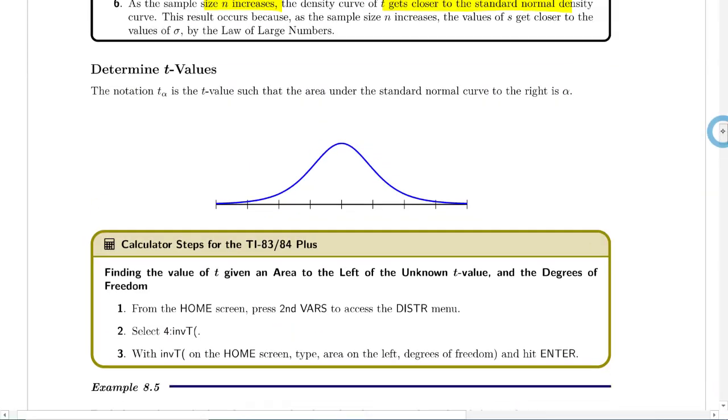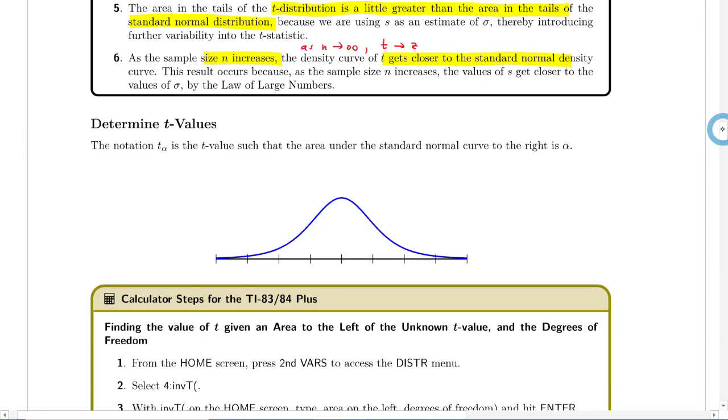Okay, and it's similar to samples, right? As sample size increases, s gets closer to sigma. So same with the standard deviation. Essentially, as the sample sizes get larger, the t becomes the z, and therefore the sample standard deviation gets closer to the population.